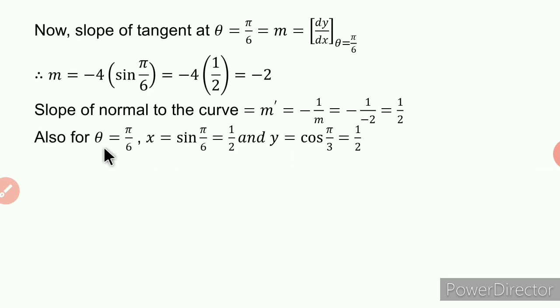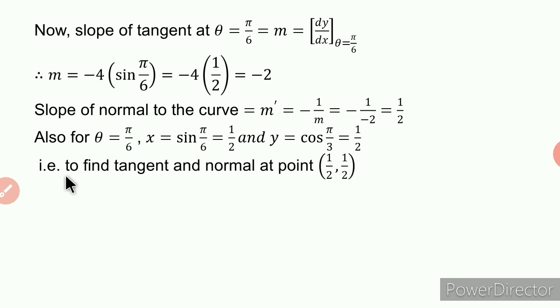So also as theta is equal to pi upon 6, we get value of x and y as x is equal to sin pi by 6 is equal to 1 upon 2 and y is equal to cos pi by 3, because 2 theta. So 2 into pi by 6, it is pi by 3. It is equal to again half. Means for theta is equal to pi upon 6, we get x is half and y is half. Means the Cartesian form of this theta is equal to pi by 6 is 1 by 2, 1 by 2. And therefore, that is to find tangent and normal at the point 1 upon 2, 1 upon 2.